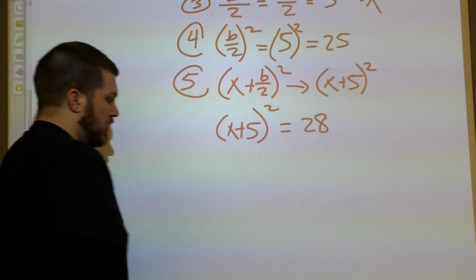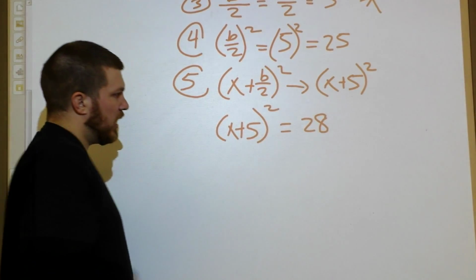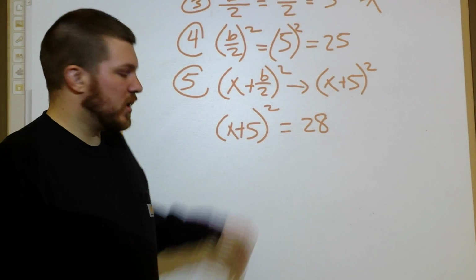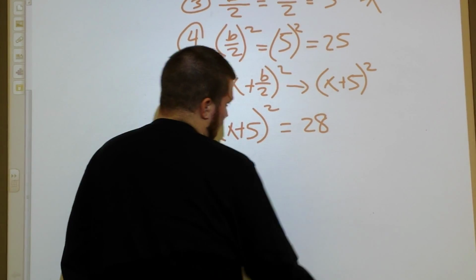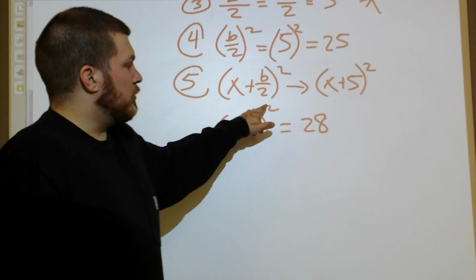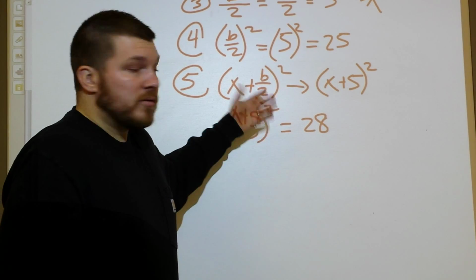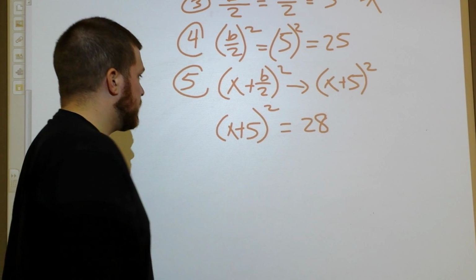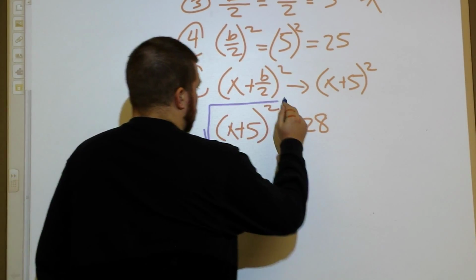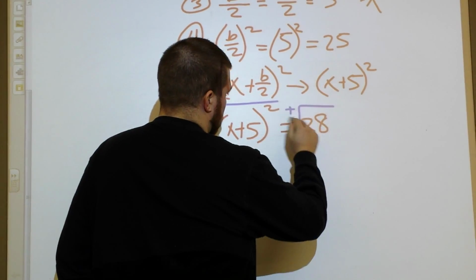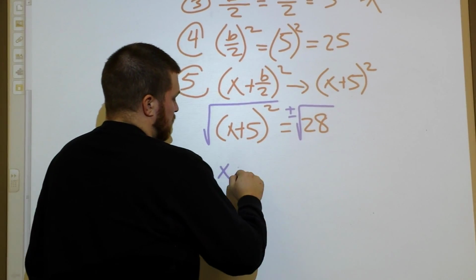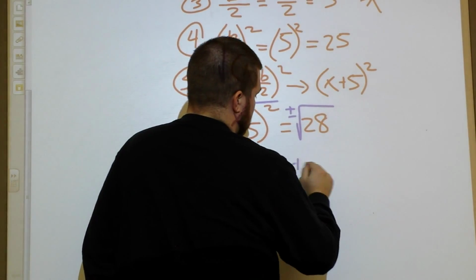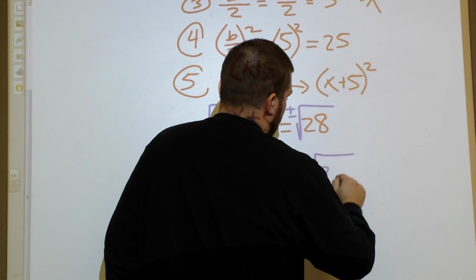So what this means now is I can start solving. Well, I have a square. I want to get rid of that square. So to do that, I need to square root. But remember, if your power is even, for instance here it's a 2, you need to consider plus or minus. It's going to be 2 answers. So square root, plus or minus. So we have x plus 5 equals plus or minus the square root of 28.